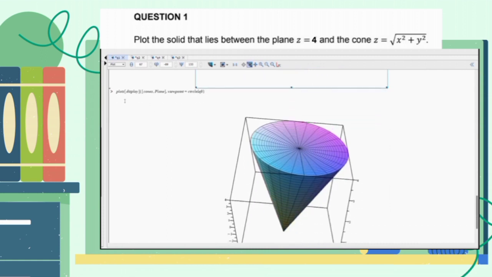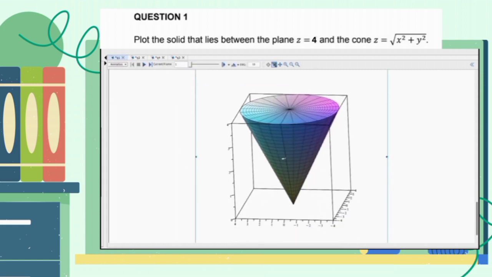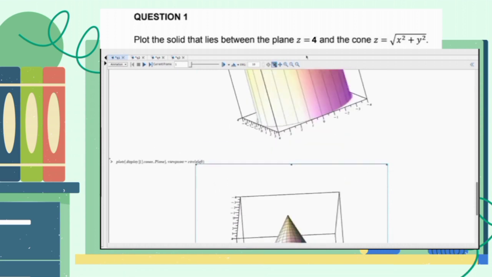And then since the question asks to plot the solid that lies between the plane z equal to 4 and the cone z equal to the square root of x to the power of 2 plus y to the power of 2, we can use the command plots display in brackets cone, cone, comma plane, with viewpoint circle left. So we get this solid.